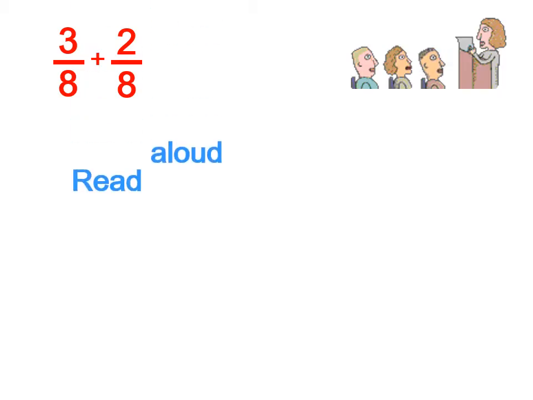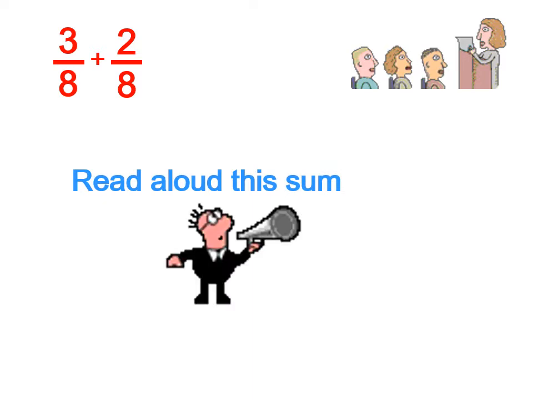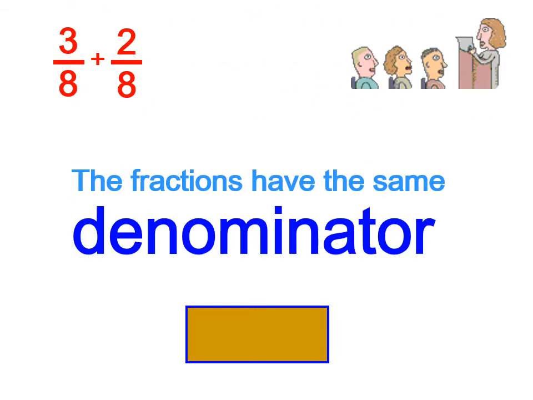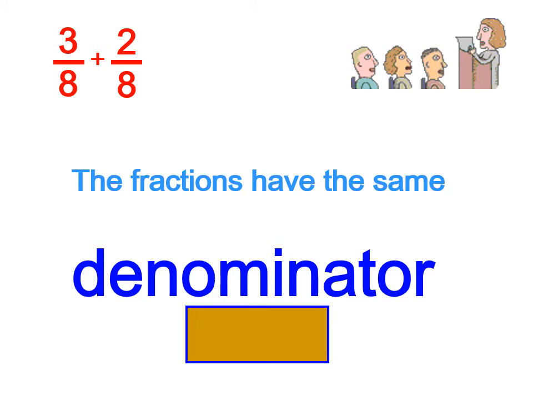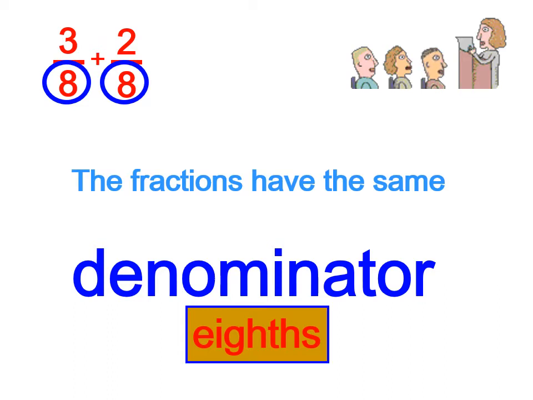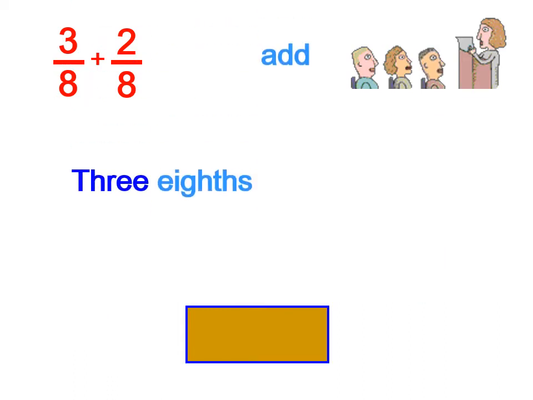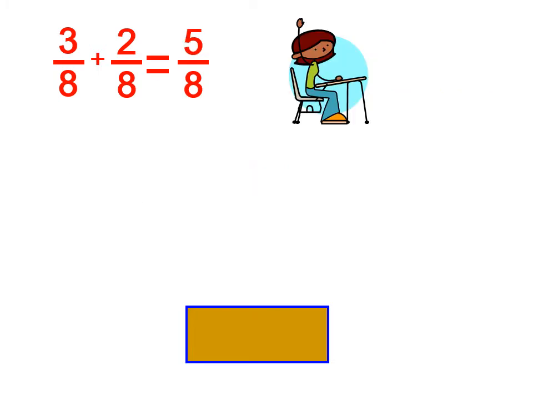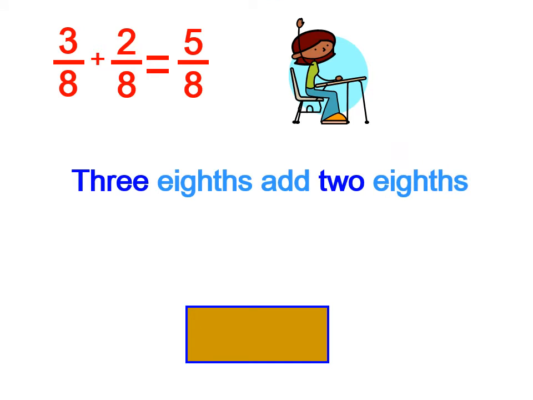Okay, what have we got here? We have 3/8 plus 2/8. Now, the fractions have the same denominator. Okay, we're all right with these. We're working with eighths. 3/8 and 2/8 equals 5/8. Does that make sense to you? Well, let's have a look at it. Yes, 3/8 and 2/8 does equal 5/8.